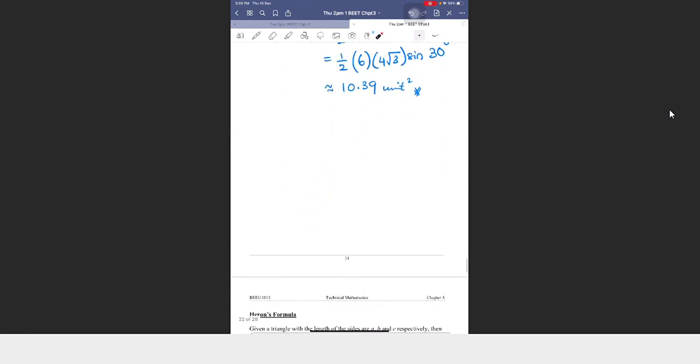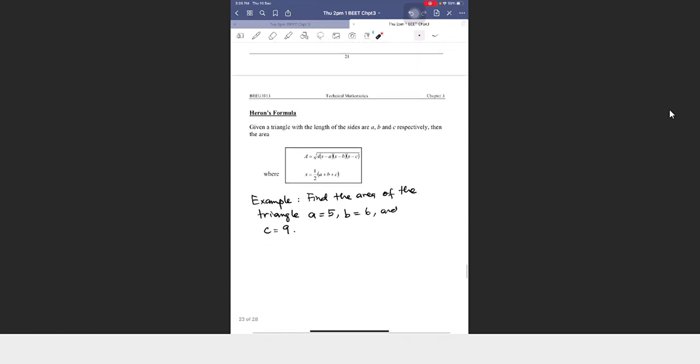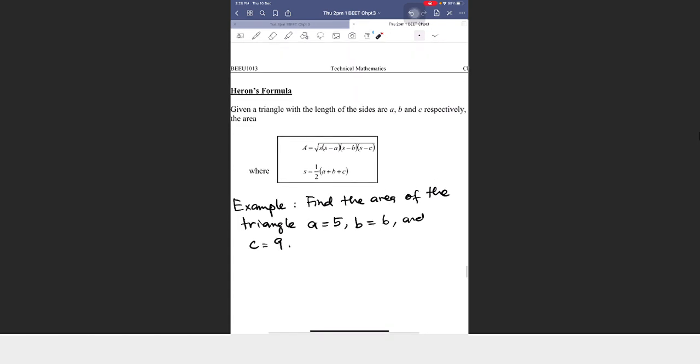Okay, you have another formula. So basically after this, you actually have 3 formulas for the area of a triangle. One is half times base times height. That is the basic formula. Another formula just now is half times AB sine C. That's the second formula. The third formula is what we call Heron's formula. Heron's formula is where you are using 3 sides. You are using just sides, no angle.